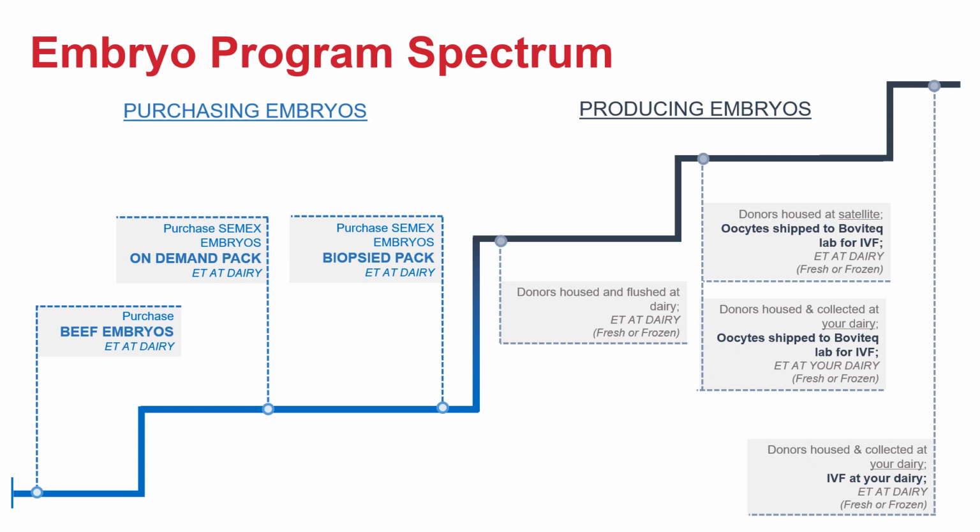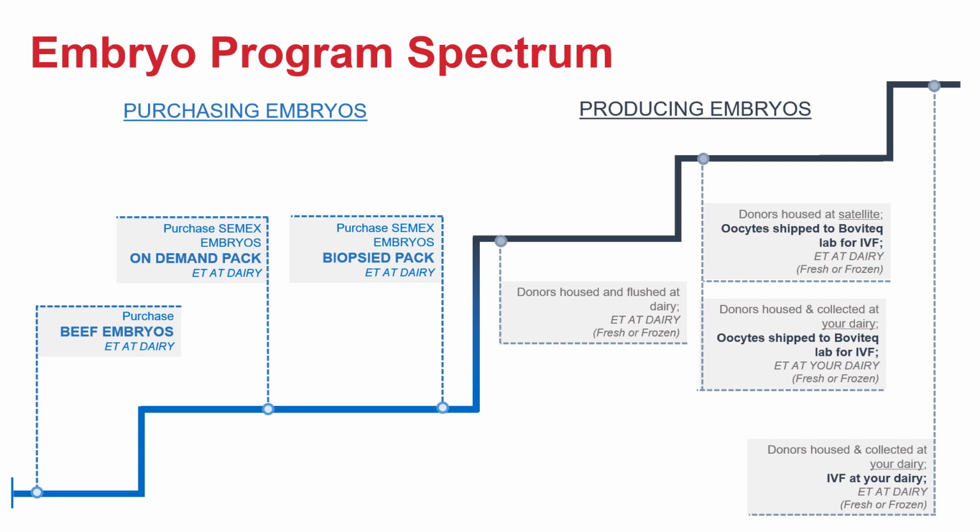In building off of the information from the last slide, this diagram puts into context the embryo program spectrum and shows the different levels of involvement that exist. The left side of the slide serves to highlight those embryo-based strategies that involve purchasing embryos. In its simplest form, this can be beef embryos, or if we consider the production of dairy replacements, we have that range of dairy embryo products, such as on-demand, biopsied genetic, or biopsied elite embryo packs.